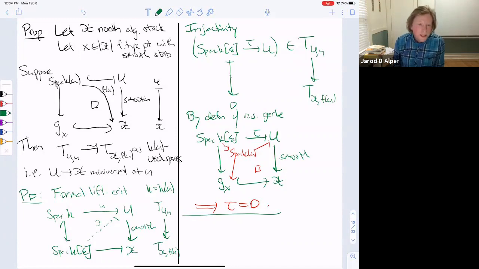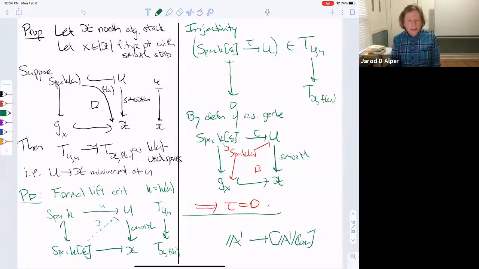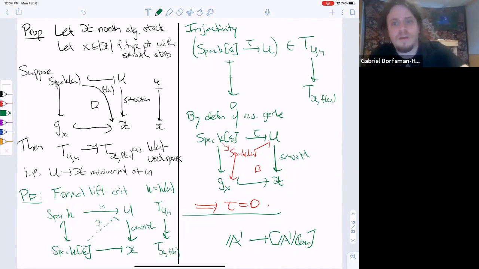Yeah, but the point is that even though, for instance, for A1 mod GM, this presentation is smooth of relative dimension one, nevertheless, at the origin, it does induce a map of tangent spaces. It's the fact that the stabilizer dimension is positive, the one-dimensional stabilizer is canceling out the one-dimensional thing. Does that make sense? I think so, yeah.